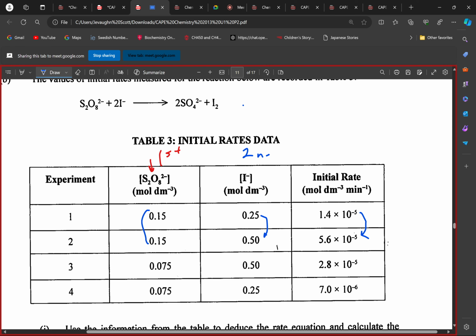No, it's quadrupling. So the rate is increasing by 4, right? So its rate is quadrupling there. All right, so does everybody agree that this reaction is first order with respect to the sulfur-containing ion, and second order with respect to the iodide ion? Everybody agrees?